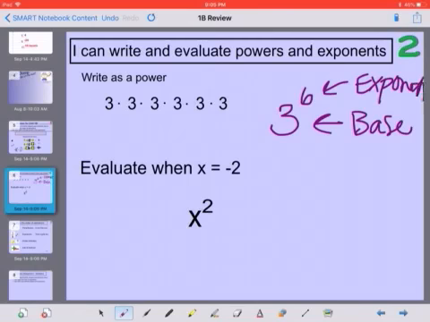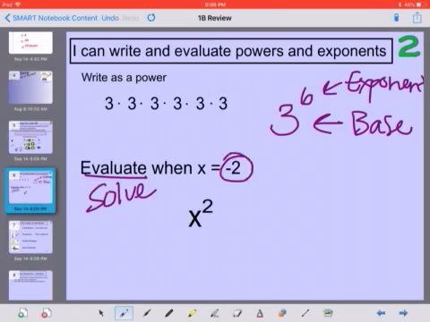That was rough spelling it. Let's try that again. Exponent. E-X-P-O-N-E-N-T. Barely fit it in there. So remember, the base tells us what number we're multiplying. The big number, or the small number, the exponent, tells us how many times we are multiplying. If it says evaluate, that means you're actually solving it.